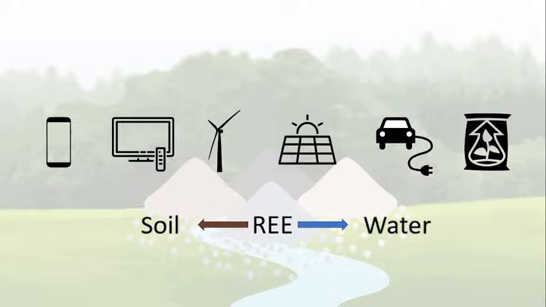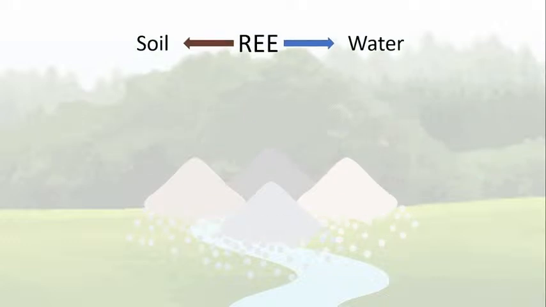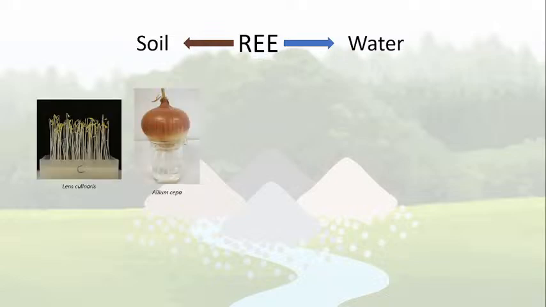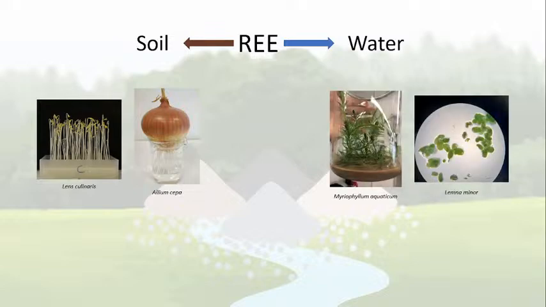What's really important is that rare earth elements present in soil and water also affect the ecosystem. Among all the organisms we've mentioned these days during the presentations, plants are a really important part of the ecosystem, and as primary producers, they play a really important role in the environment. So for my studies, I want to see the responses of two terrestrial plant species, Lens culinaris and Allium cepa, and two aquatic plant models, Myriophyllum aquaticum and Lemna minor.